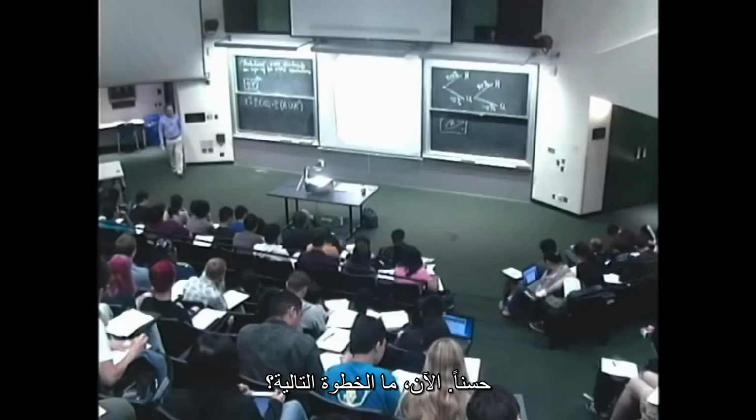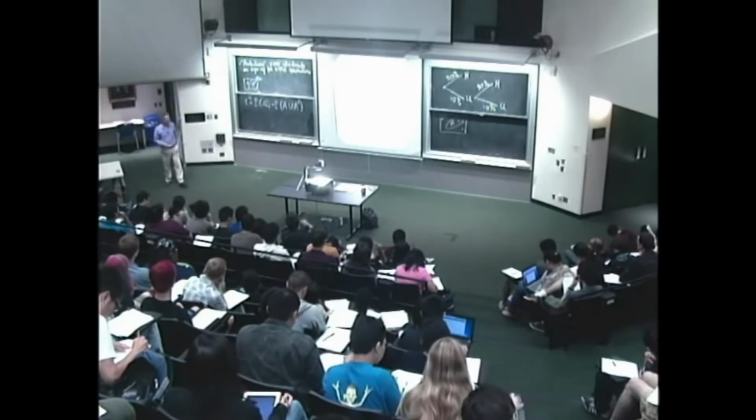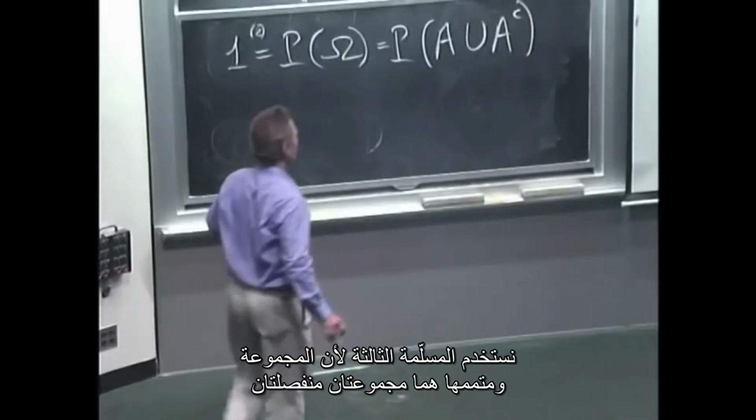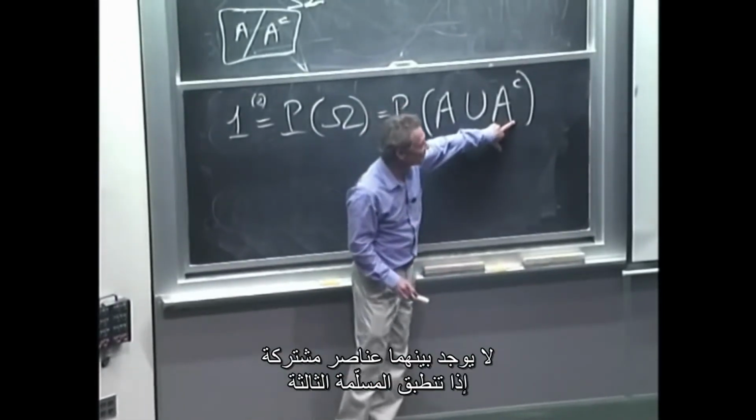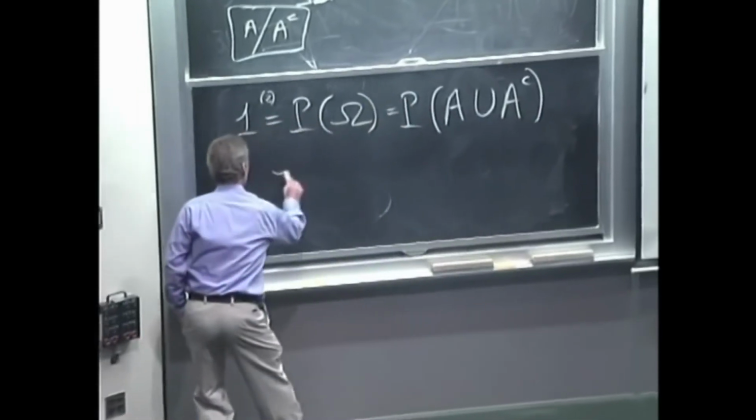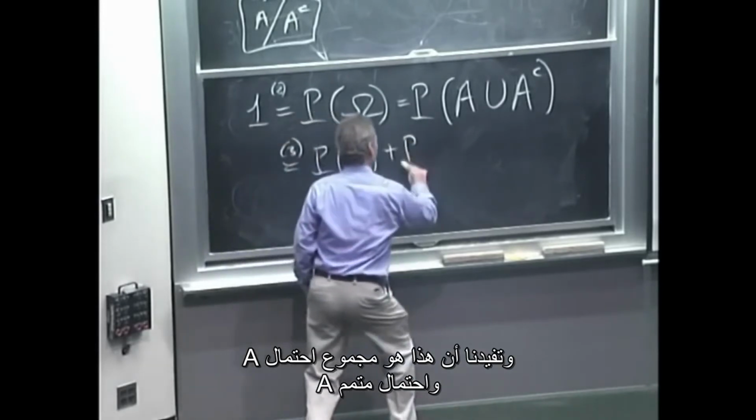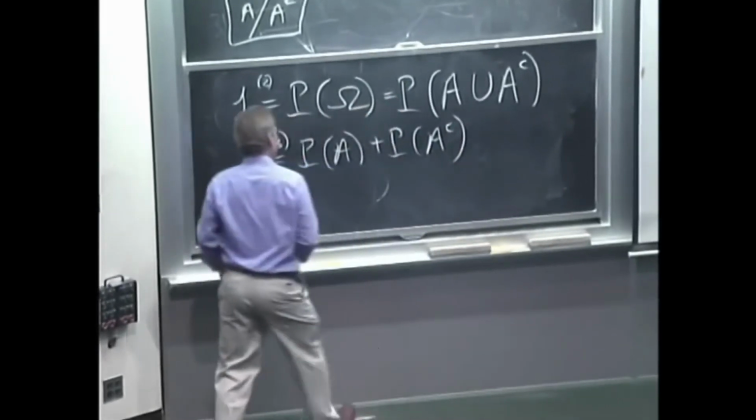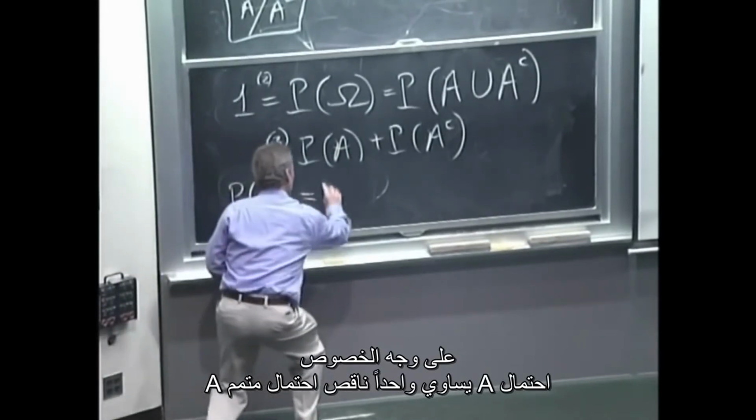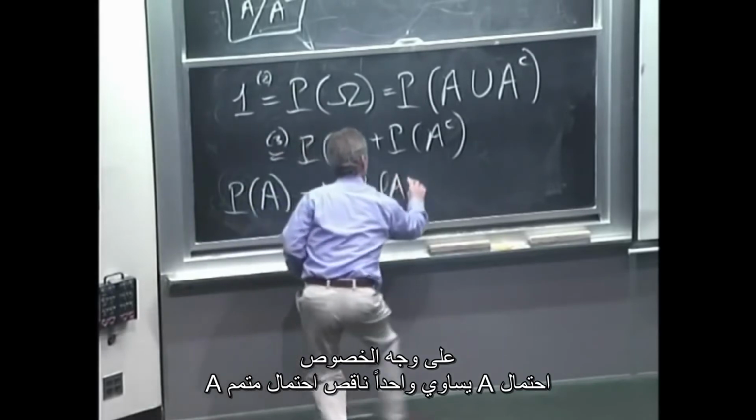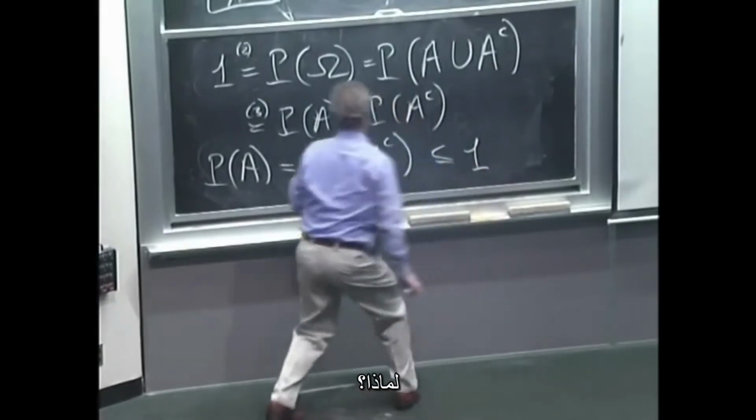Okay, now what's the next step? What should I do next? Which axiom should I use? We use axiom 3 because a set and the complement of that set are disjoint. They don't have any common elements. So axiom 3 applies and tells me that this is the probability of A plus the probability of A complement. In particular, the probability of A is equal to 1 minus the probability of A complement. And this is less than or equal to 1. Why?